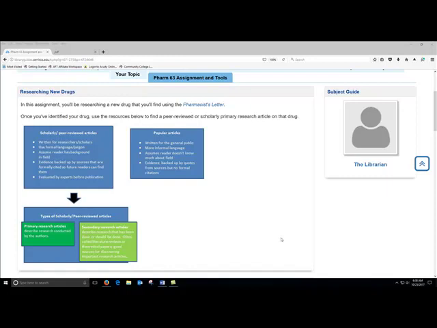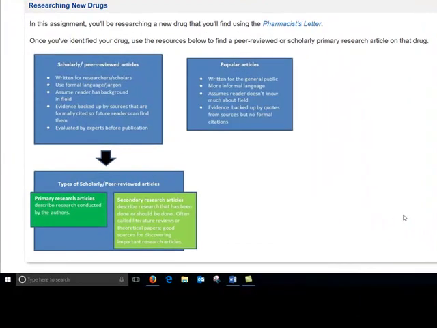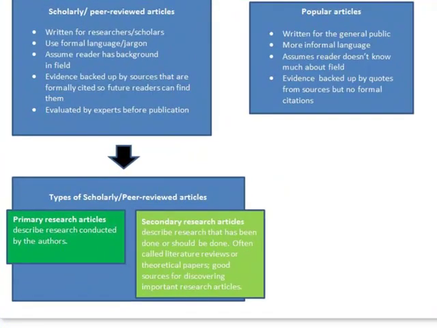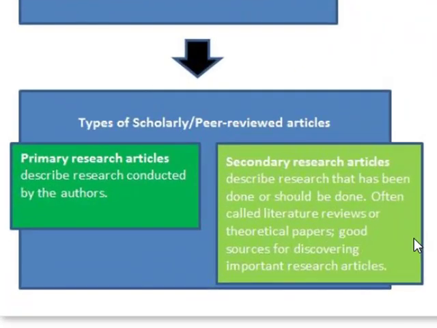For this assignment, you're going to look for a primary research article about a new drug. So, what is a primary research article? It's an article that was written by the person or people who conducted the research. It will describe an experiment.